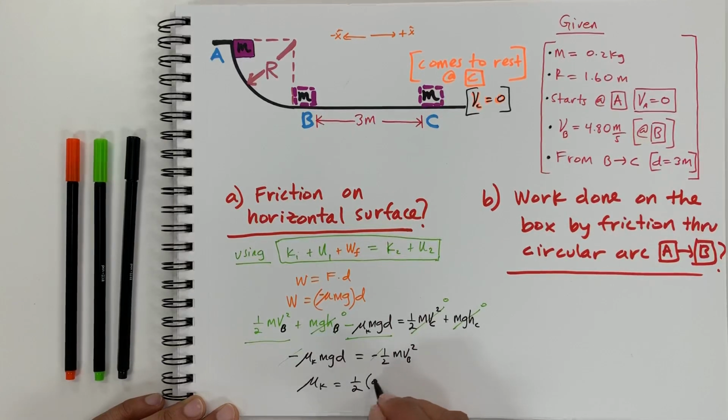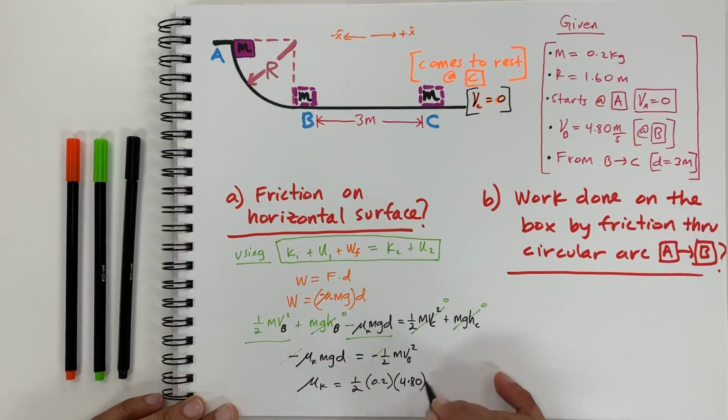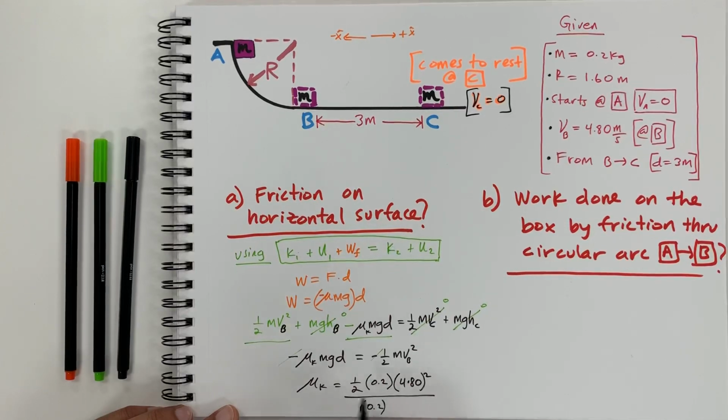which is going to be 0.2, velocity at B, which is going to be 4.80 squared, right? And I'm dividing this to the other side on the bottom. So we're gonna have m, which is 0.2. I'm gonna have g, which is 9.8. And then I'm gonna have d, which is just 3.